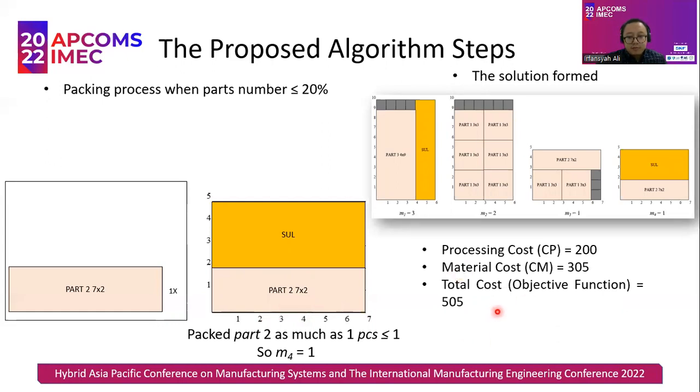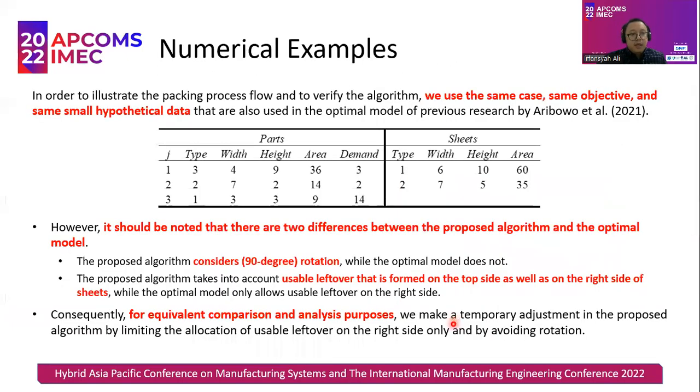For the whole algorithm process, the objective function that we obtain in every iteration will be compared with the previous iteration to choose the best objective function value. In this case, it is minimum. In order to illustrate the packing process flow and to verify the algorithm, we use the same case, same objective, and same small hypothetical data that are also used in the optimal model of previous research by Aribowo et al. 2021. Here's the data.